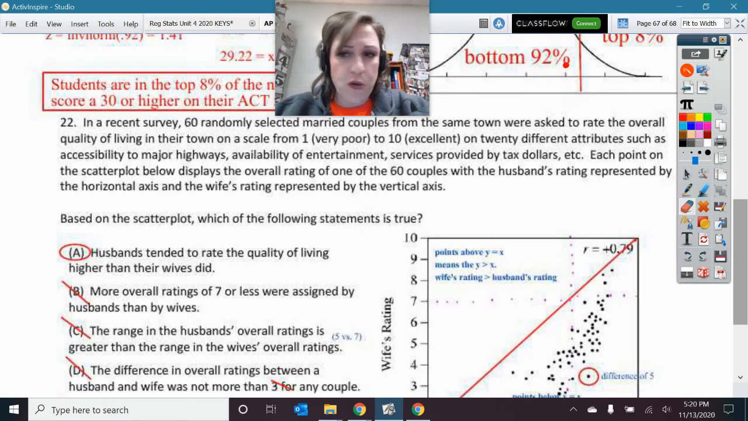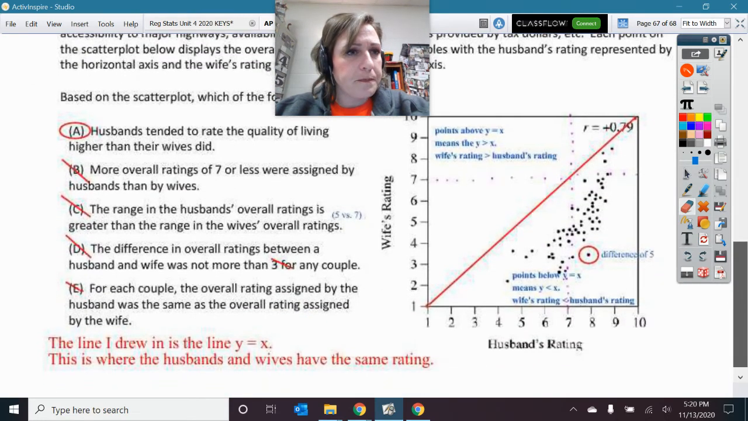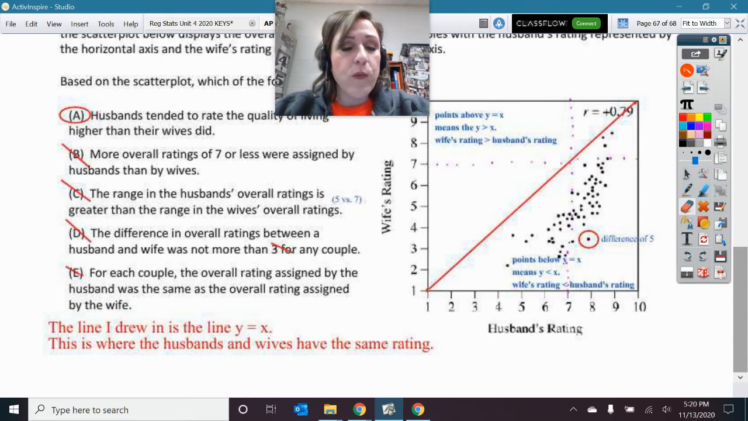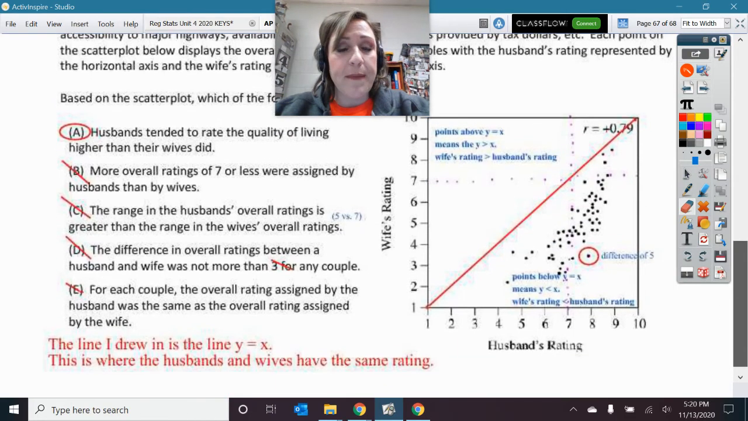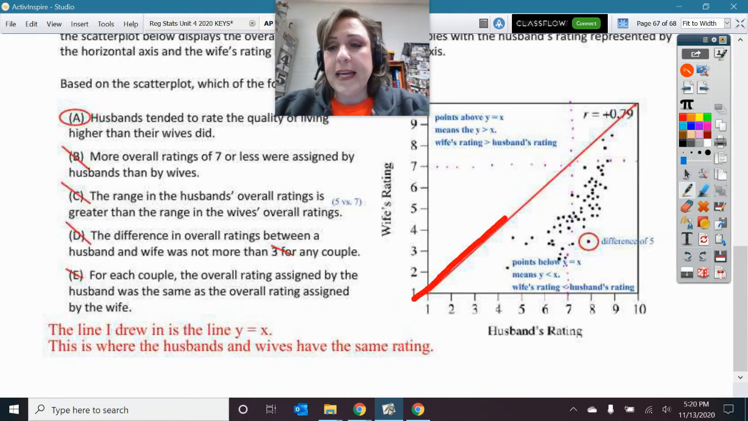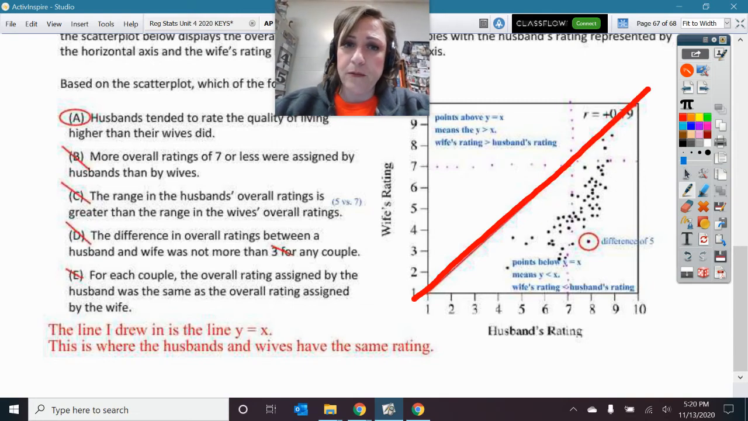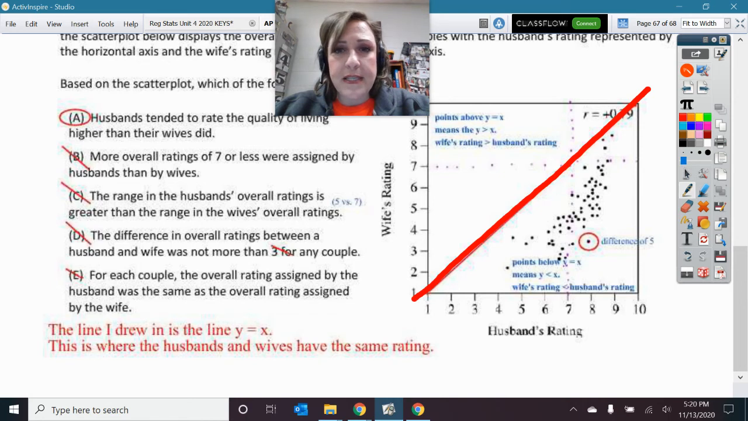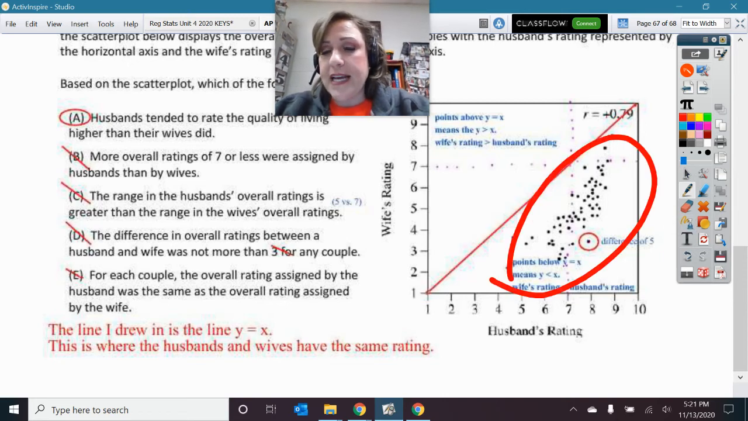All right, number 22. This was an interesting problem. What I did was something like one of the AP problems we went over when it was asking about short rectangle people and tall rectangle people and their arm span and their height. I was thinking, let me just put in here what it would be like if the male rated the same as the female. Then they would be dots right there on that line, where the husband and the wife rated the same. Well, that didn't happen. Most everybody was down here.